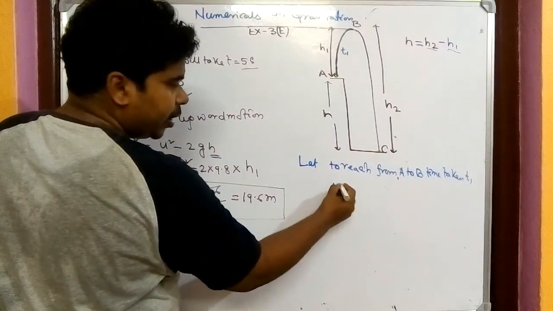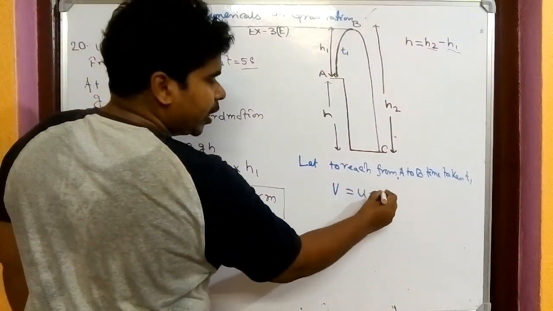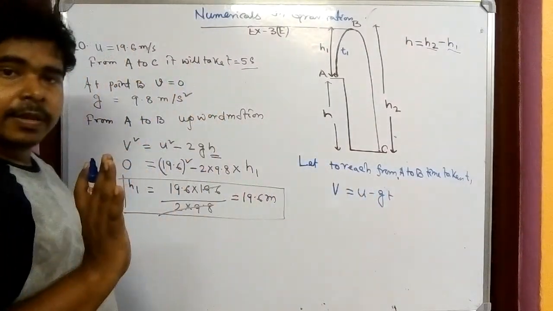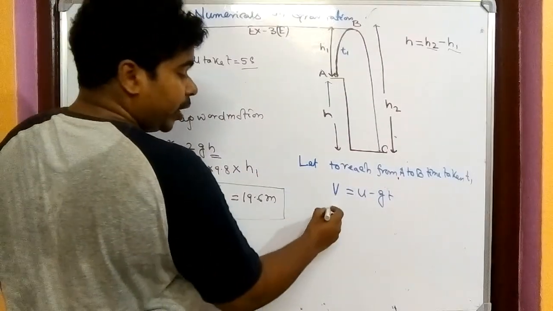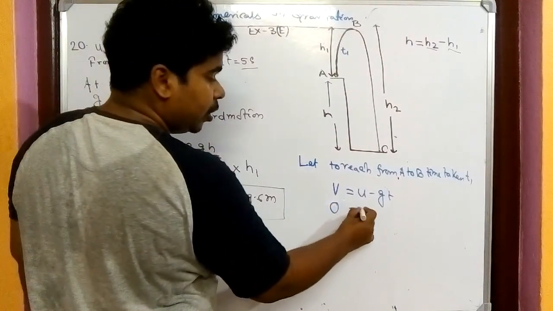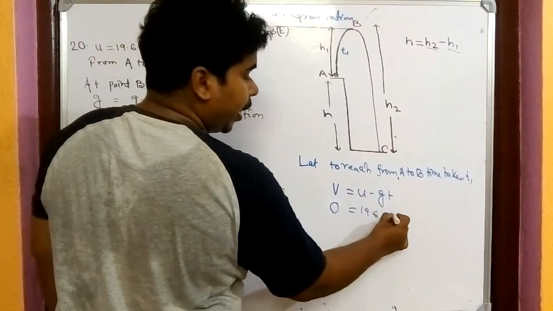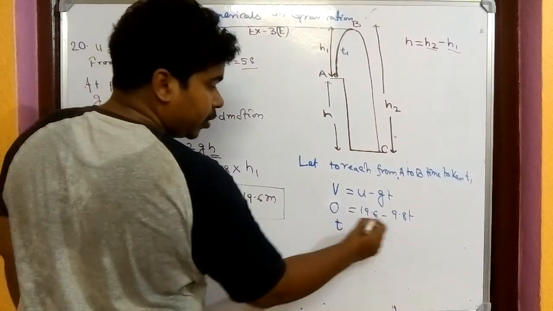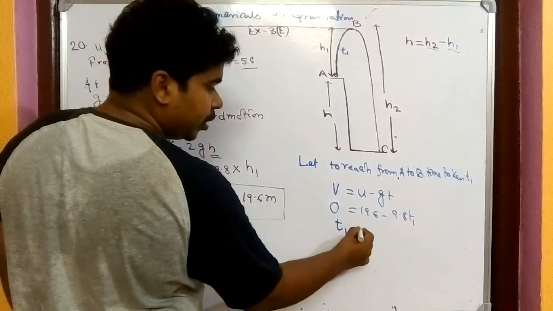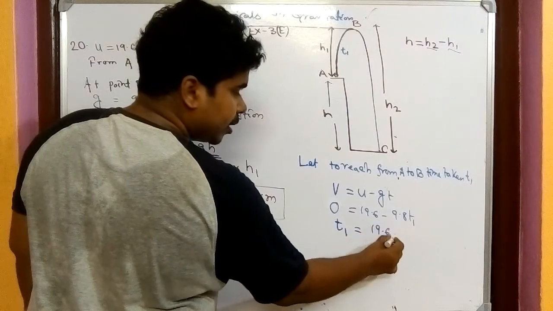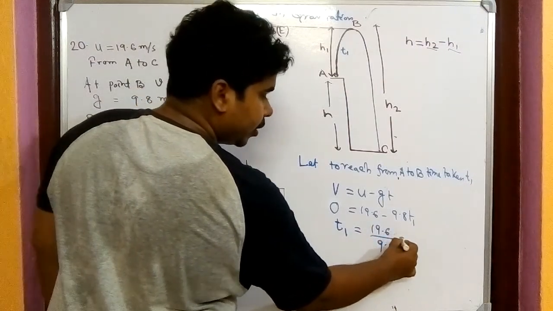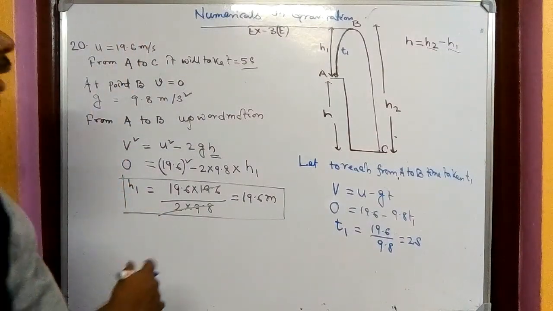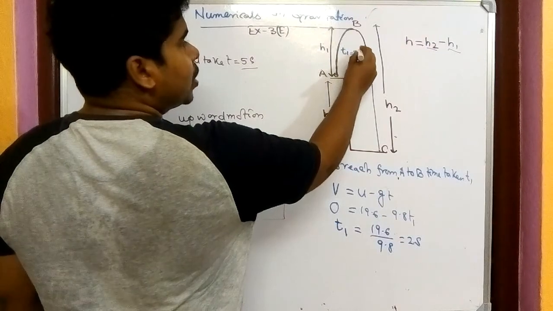We have to take the equation v equals u minus gt. Again, it is an upward motion, that's why we have taken minus, right? v equals u minus gt. v equals 0, u equals 19.6, minus g equals 9.8 into t. Coming to t, so t is t1 here. t1 equals 19.6 by 9.8, that is 2 seconds. So from A to B, it will take a time of 2 seconds.